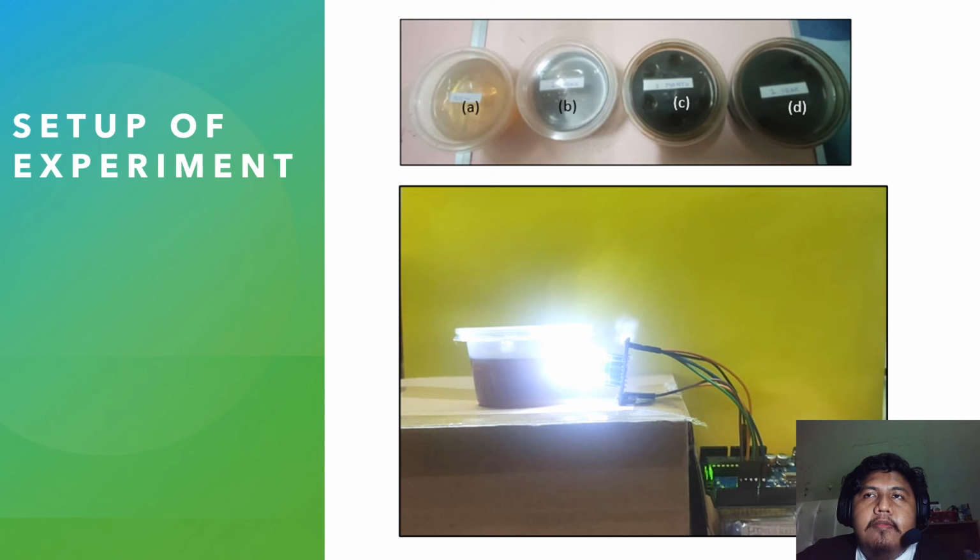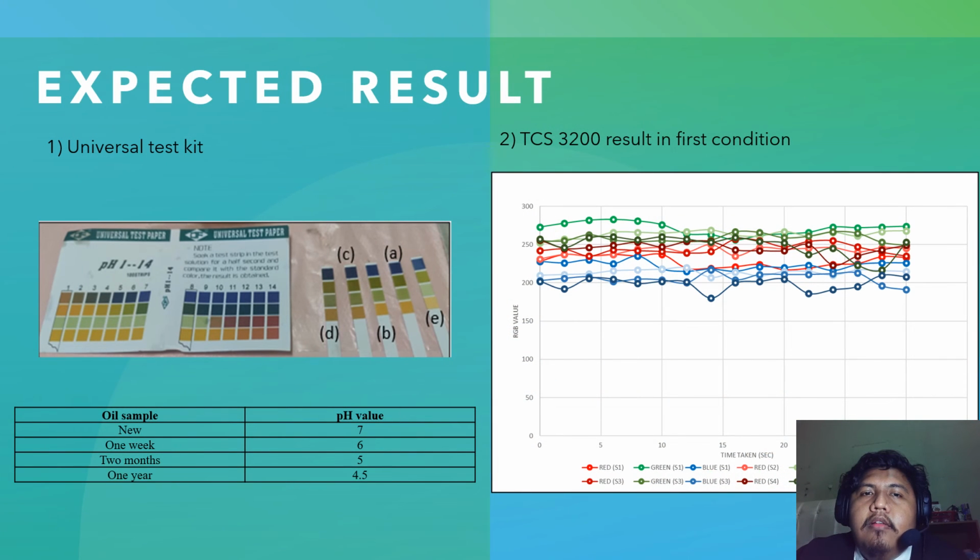For the expected result, the first one is that all the oil samples will be tested with universal litmus paper to determine the level of acidity and bases of the substance based on pH value. A universal indicator is a combination of several other indicators that can be used to approximate the pH of a sample substance. When the pH value is below 7, the substance is acidic, while when the pH value is greater than 7, the substance is a base or alkaline. For a substance that has a pH of 7, the substance is neutral.